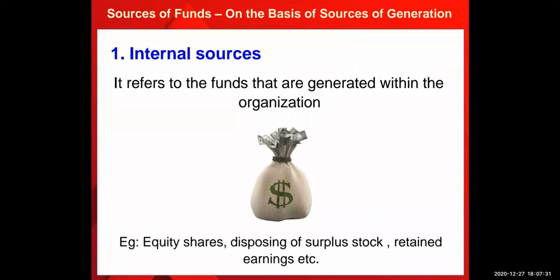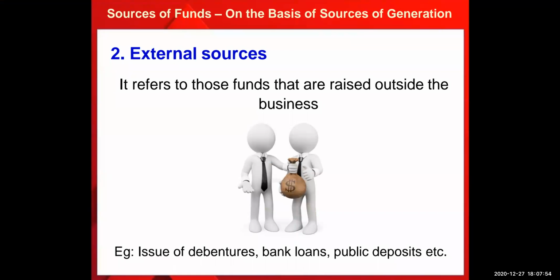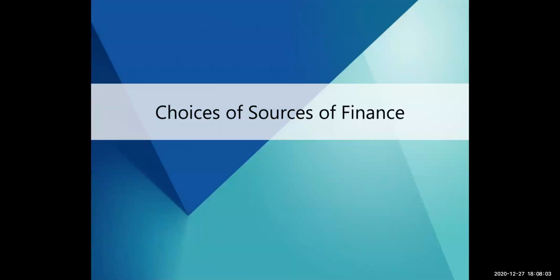Now, when we classify on the basis of source of generation, it could be internal or external. So, talking about internal sources, it refers to the funds that are generated within the organization, like equity shares, disposing of surplus stock, retained earnings, etc. And external refers to those funds that are raised outside the business, like issue of debentures, bank loan, and public deposits.